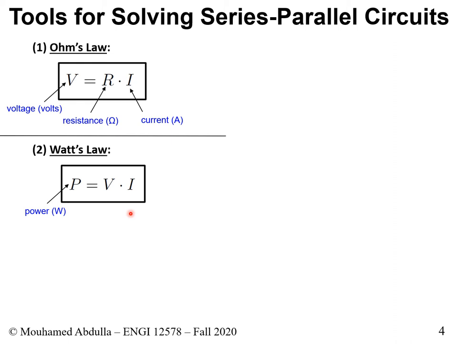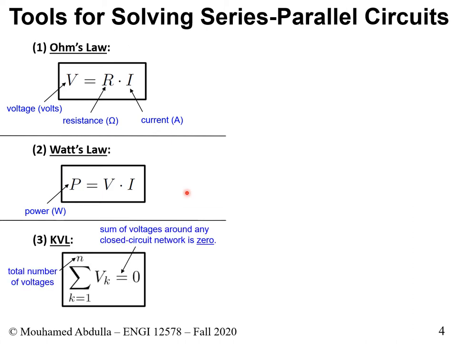That's also something that is inherent and enlisted here, but that goes along with Watt's law. Another one that is critical, and we just talked about it earlier, is KVL. If you look at a certain loop and you take the voltage that is dropped across different elements within a loop, it should add up to zero. And N in this case is just the number of voltages that you have across a certain loop. And any loop in a circuit, KVL will work with in a series parallel circuit.